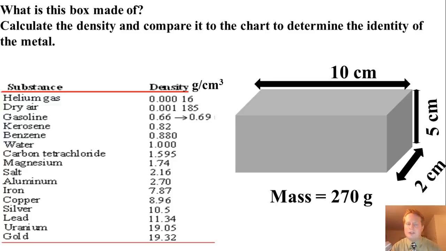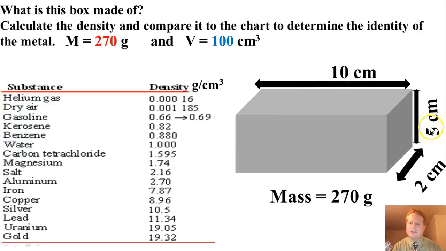Okay, so if you did this correctly, you should have gotten for your mass 270 grams. Your volume should have been 100 centimeters cubed, because 10 centimeters times 5 centimeters times 2 centimeters is going to give you 100 centimeters cubed, right? Then we do our mass divided by volume, never the reverse. So 270 divided by 100 is going to give you 2.7 grams per centimeter cubed. Remember, that's our units for density.